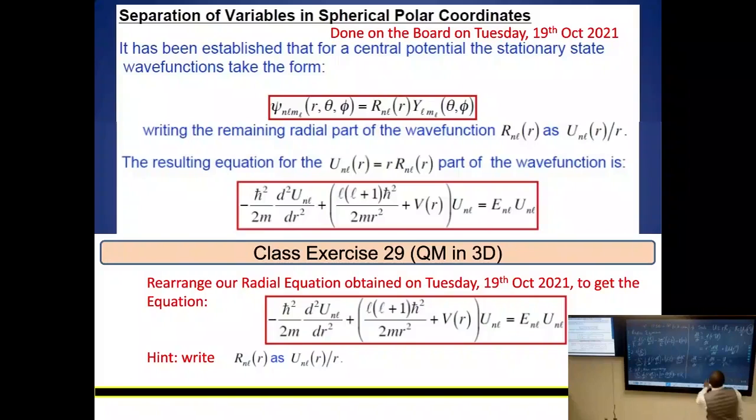Let's simplify this. Is it okay to write it as R? So check this for me. du dr minus u, all divided by r squared. All this divided by r squared. Check for me. Is it okay to do that? Yes. Because then this is 1 over r. Can you see?